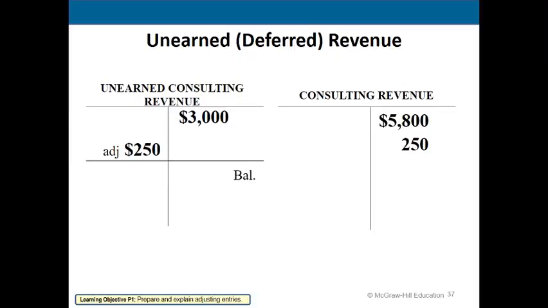If we don't do that, our liability accounts are going to be overstated and our revenues are going to be understated. Therefore, our net income is going to be understated.